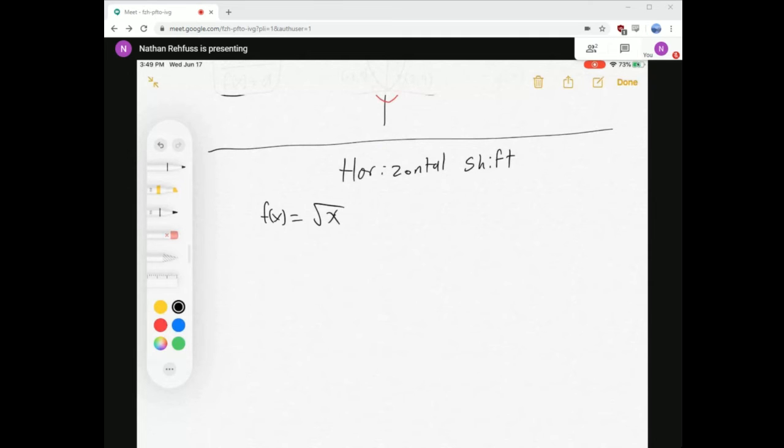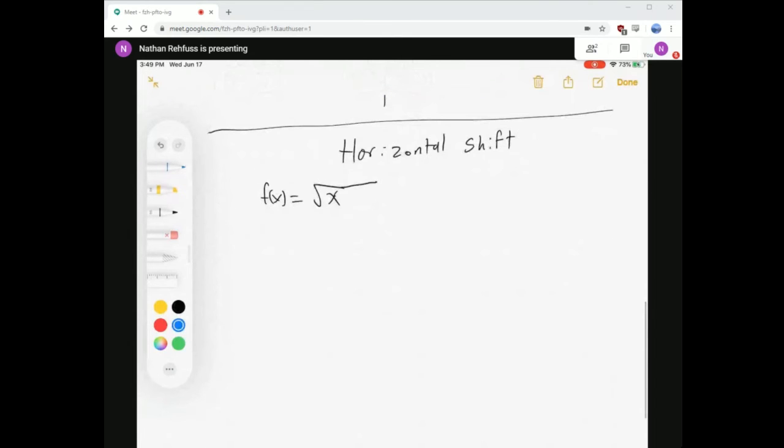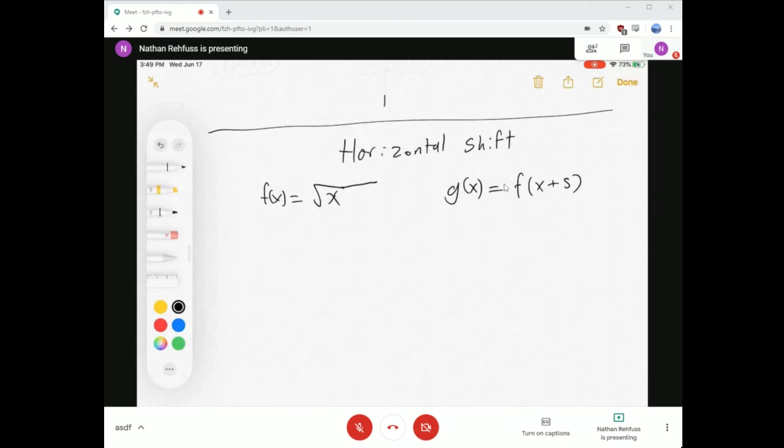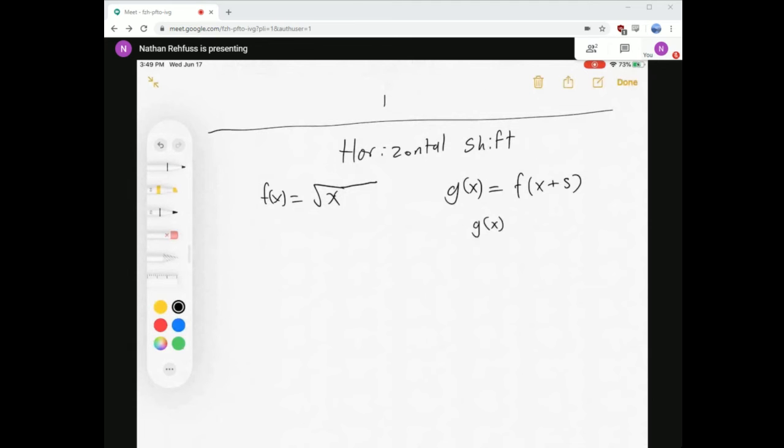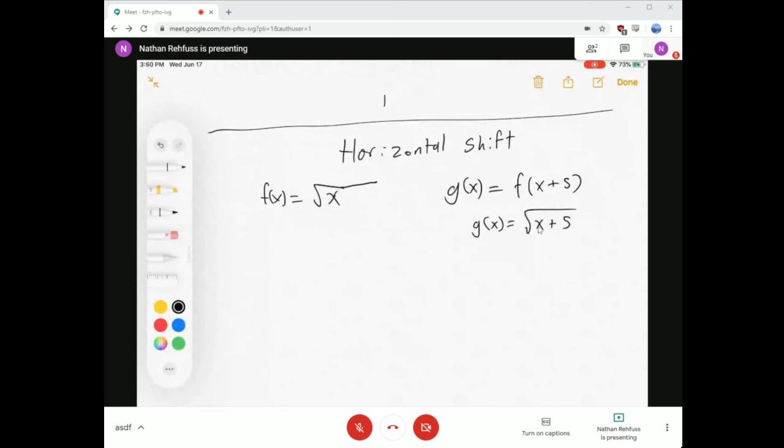So what I'm going to do is change the input instead. What if I say, here's my input, but I'm going to change that. I'm going to change it to g of x equals f of x plus 5. So I'm going to plug x plus 5 in instead of x. So g of x is going to be the square root of x plus 5. So that's going to move the graph horizontally instead of vertically.